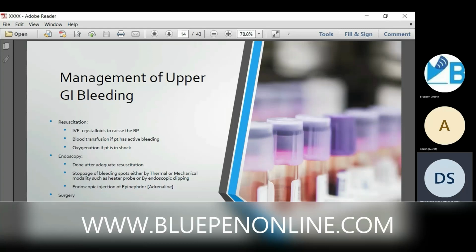We have to find out where the bleeding spot is, and we have to treat the bleeding spot. That is, we have to do endoscopy. Except Boerhaave syndrome, for all the other mucosal tears also we do endoscopy. In Boerhaave syndrome, it is a complete mucosal tear and it causes mediastinitis. That's why we do CECT; it is the investigation of choice. So endoscopy is done after adequate resuscitation.